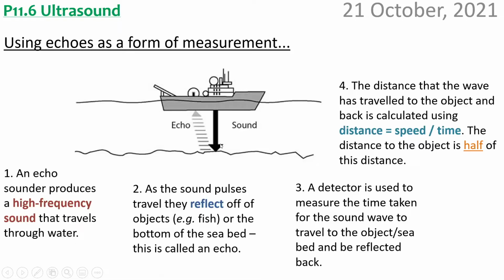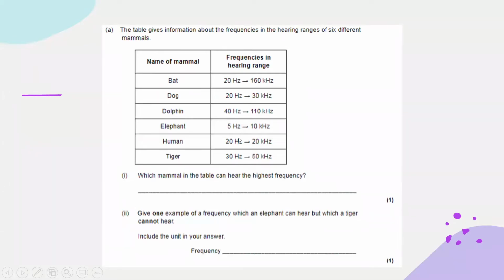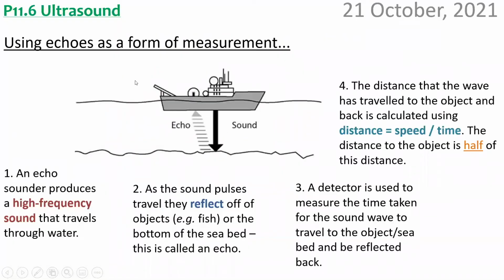So this is used in fishing boats to see where fish are. It's used obviously to find out where the bottom of the ocean bed is. You don't want to run aground in a boat and get stuck. Okay, so yeah, ultrasound and echoes. And remember, bats use this as well as a natural thing.